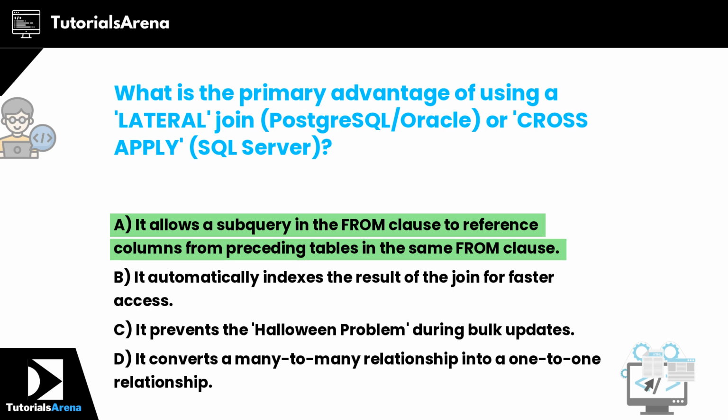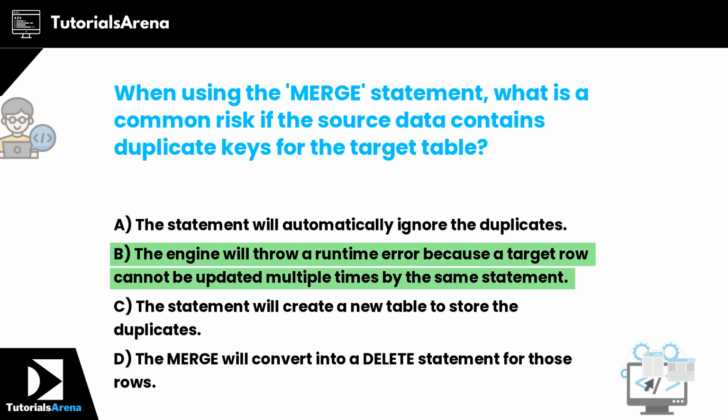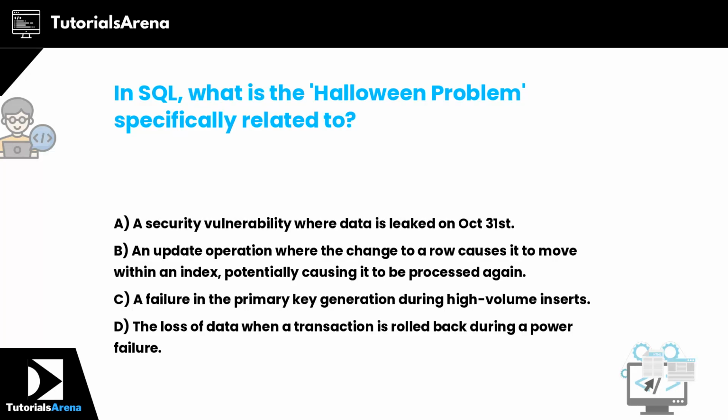When using the merge statement, what is a common risk if the source data contains duplicate keys for the target table? Answer is B. The engine will throw a runtime error because a target row cannot be updated multiple times by the same statement. In SQL, what is the Halloween problem specifically related to? Answer is B. An update operation where the change to a row causes it to move within an index, potentially causing it to be processed again.